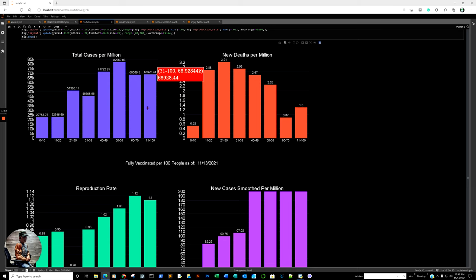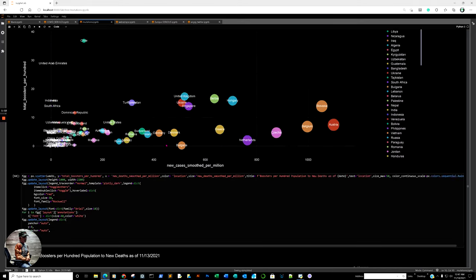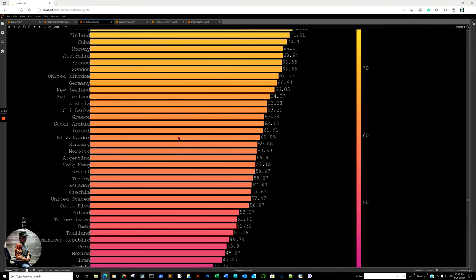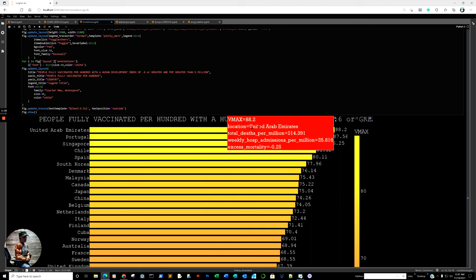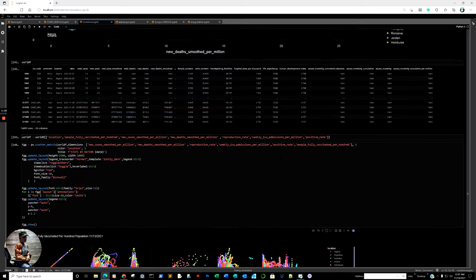Total cases per million. Remember this number right here? That's 71 to 100 people being vaccinated per 100. So right here, 0 to 10 people fully vaccinated per 100. This is fully vaccinated, meaning that's the total cases per million. These are 71 to 100 people fully vaccinated. Going down real fast, there are some countries right now, for example, like United Arab Emirates, Portugal, Singapore, and Chile, with 81 out of 100 people being fully vaccinated. So there are people with those numbers.